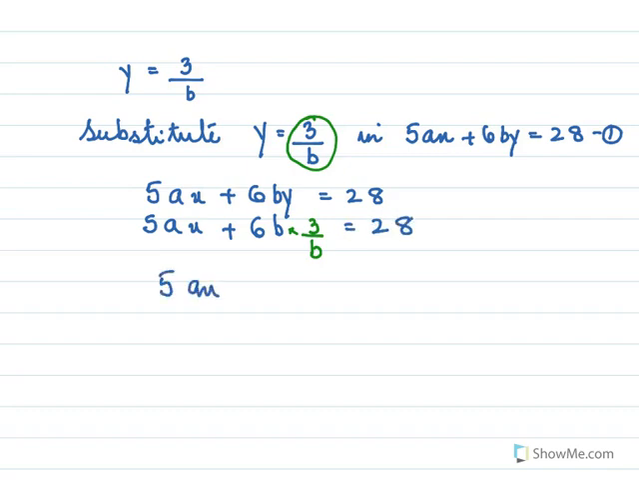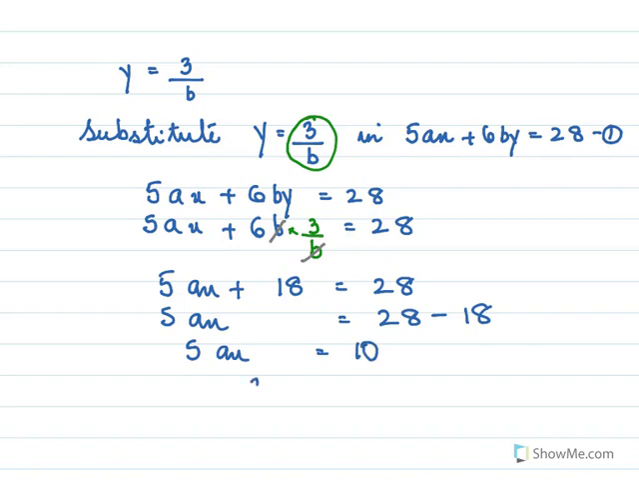So 5ax plus, when I cancel here, the b will cancel out and I'll get 18 equal to 28. So 5ax equal to 28 minus 18. 5ax will be equal to 10. So x will be equal to 10 over 5a. That is 2 over a. So the answer, your x is 2 over a and the y is 3 over b.